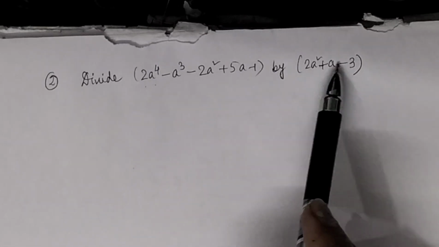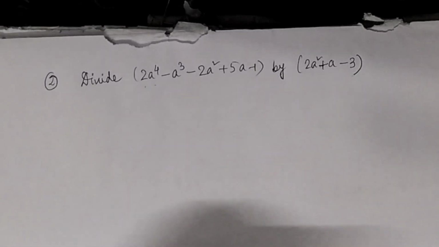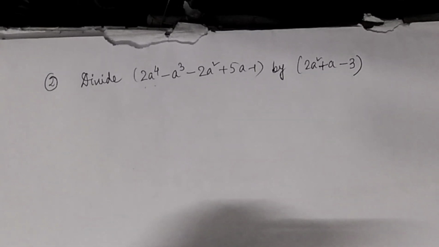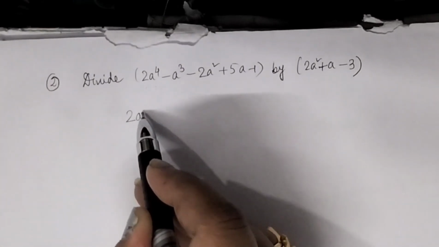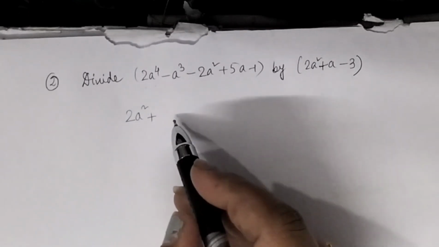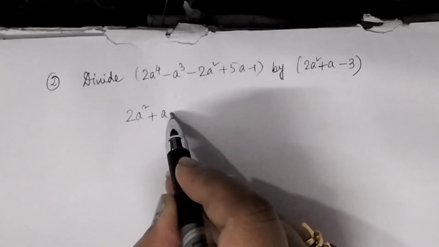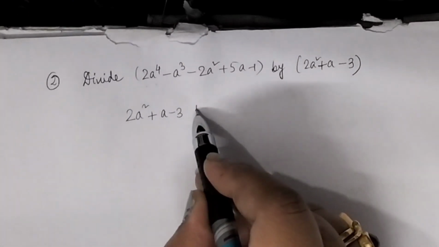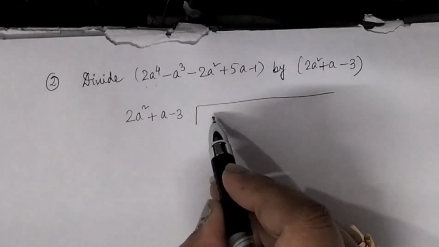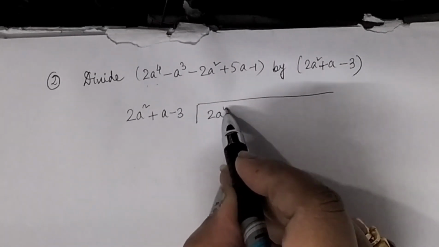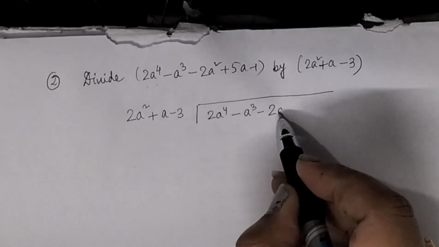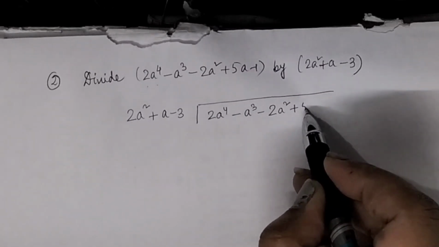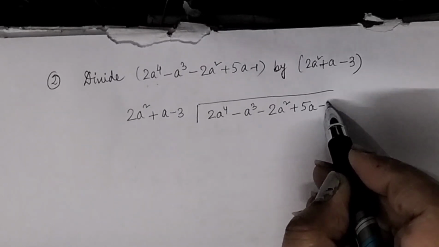It is also 2, 1 and 0. So they are obviously in the descending order of their powers. So now let's start the calculation. 2a square plus a minus 3 is dividing 2a to the power 4 minus a cube minus 2a square plus 5a minus 1.